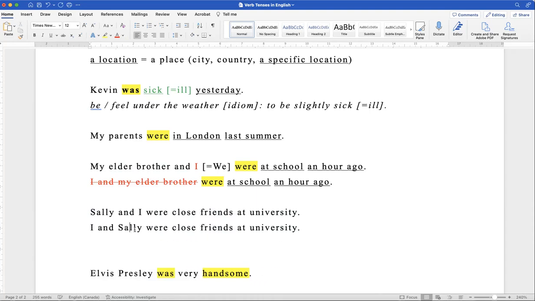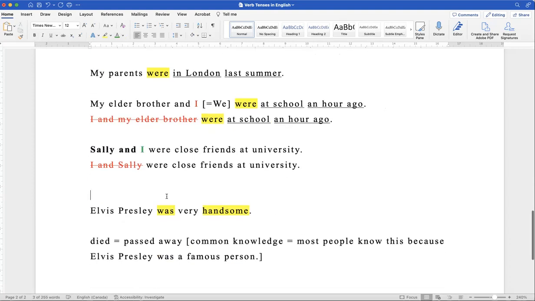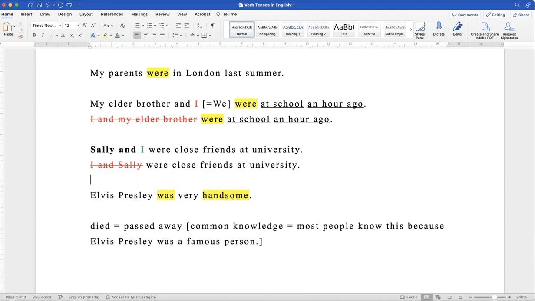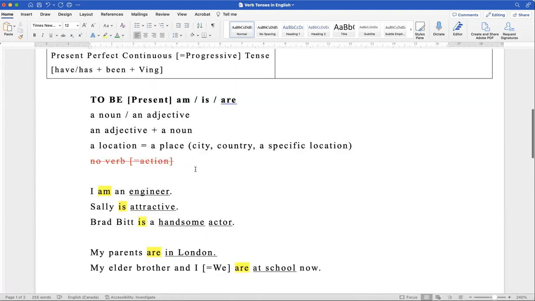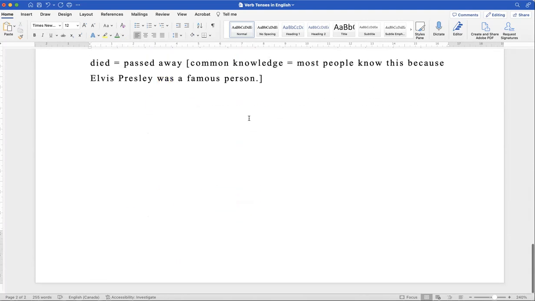But most non-native English speakers make this mistake. This is not correct. Whenever you use I, it should come at the end, right before the verb. So this is correct. Okay, this is just a side note. I mean, it is about a detail, but it is really important. So this is the past form of to be. So we covered present form of to be, past form of to be.